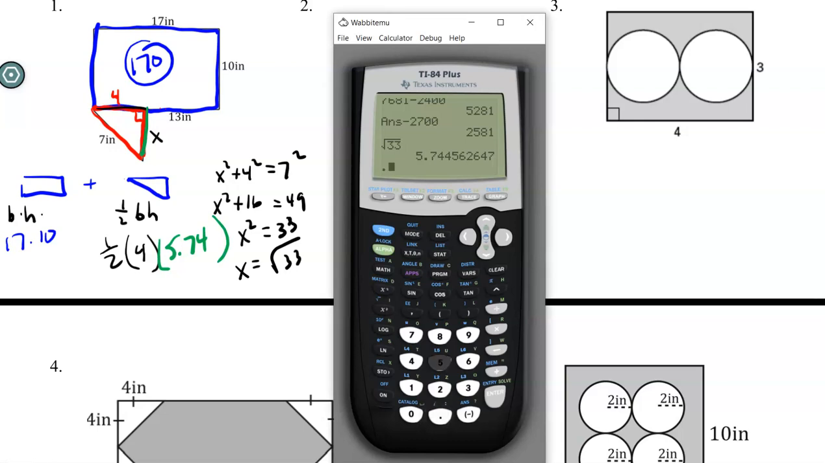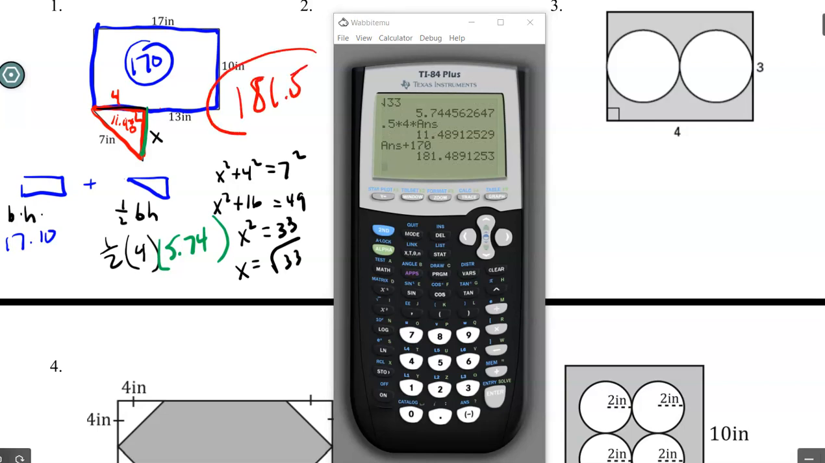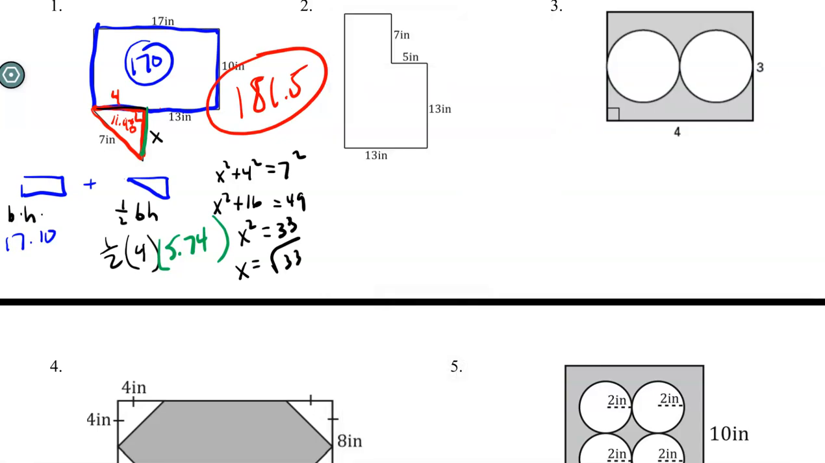I'm going to go 1/2 times 4. And then instead of rounding that number off, I'm going to use the answer key. So I'm going to hit second negative, and that'll bring that previous answer down. And we're looking at 11.48. So that's the triangle. So now we need to add that to the 170 for the rectangle. And final answer is 181.5. So 181.5 for that one right there. That was a little bit tricky trying to find that height.